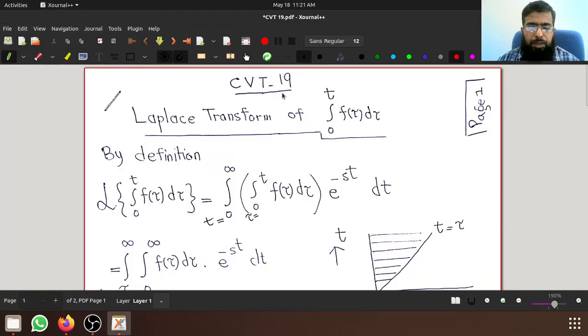Welcome to the 19th lecture on complex variables and transforms, and in this lecture we'll study the Laplace transform of the integral of f of t, defined as f of tau d tau, and the range is from 0 to t. It is integrated from 0 to t, right?